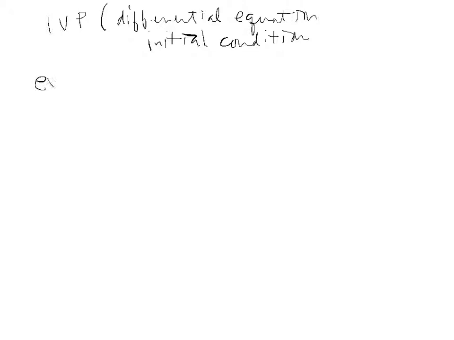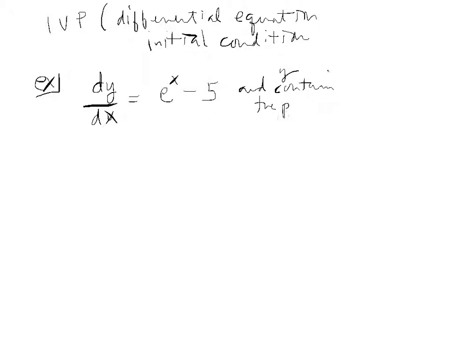So now here's my example. We're going to start with the differential equation dy/dx equal to e to the x minus 5. And I know that this y contains the point (0, 2). So now I want to find the function y whose derivative is e to the x minus 5, and it also contains that point.